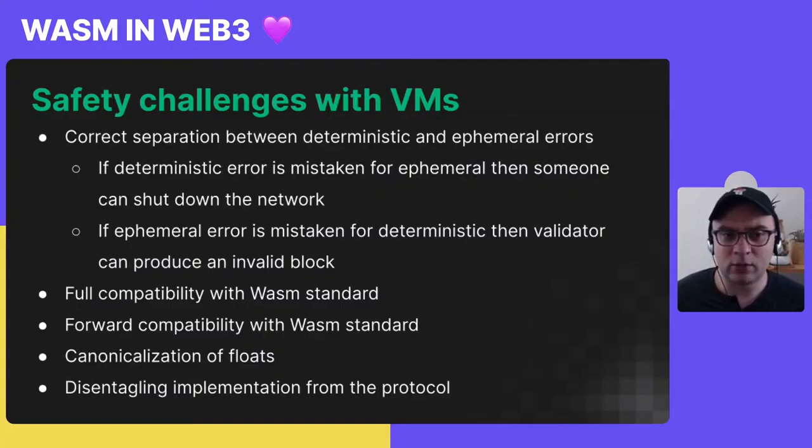Because if you make a mistake and you confuse a deterministic error for ephemeral because of some bug in a virtual machine, then what might happen is that someone might be able to craft a smart contract that triggers this deterministic error and causes all the nodes to think that there is an ephemeral error. And what we do with ephemeral errors is that we just shut down the node. We don't want to have a special recovery mechanism when you have a disk corruption happening. So we just shut down the node in this case, and if we make a mistake and miscategorize a deterministic error for ephemeral, then someone can crash the entire network, which hopefully is not possible.